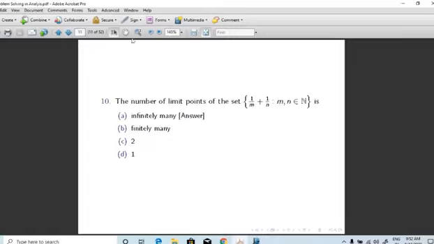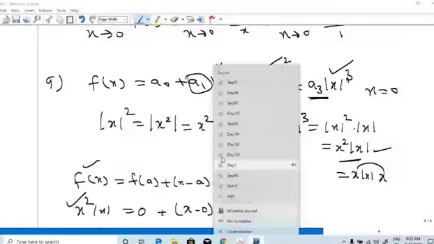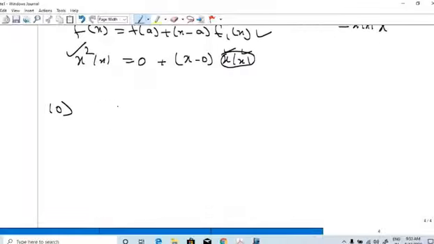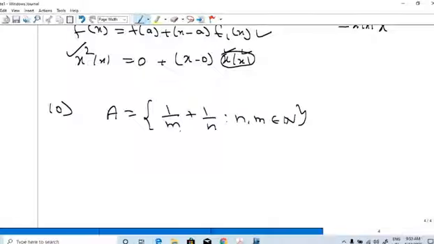Now, next problem. The number of limit points of the set 1 by n plus 1 by m, such that m, n is an element of natural numbers. So the number of limit points is. Now take A equal to 1 by m plus 1 by n, such that n, m vary over natural numbers. Both n and m are varying. Now we are going to show the limit points of this set. Actually, the limit point set is nothing but the closure. We are going to show this is singleton 0 union all the 1 by n forms.